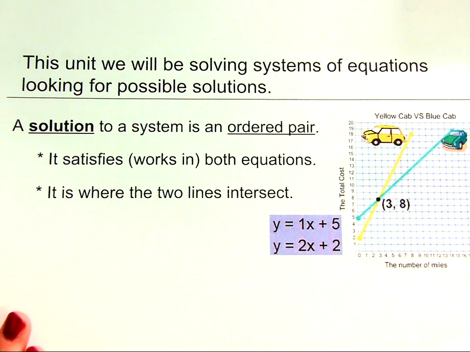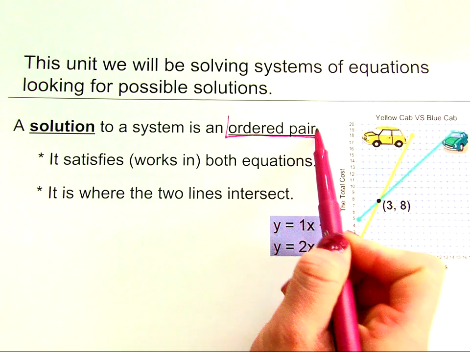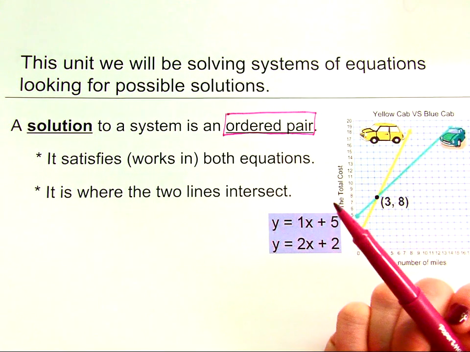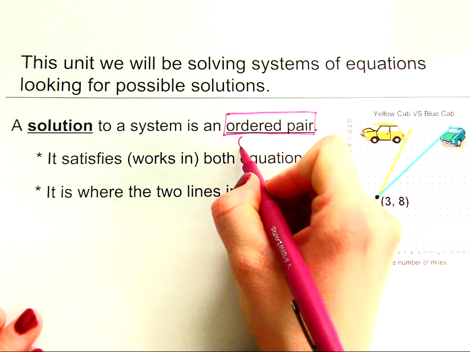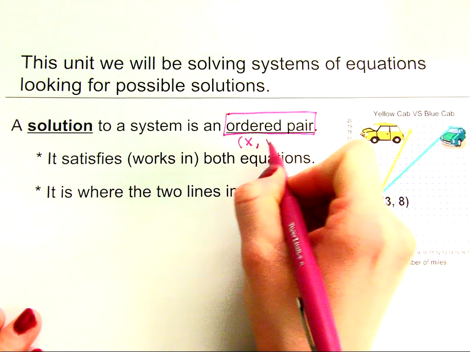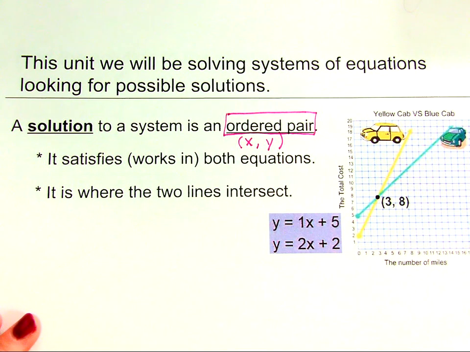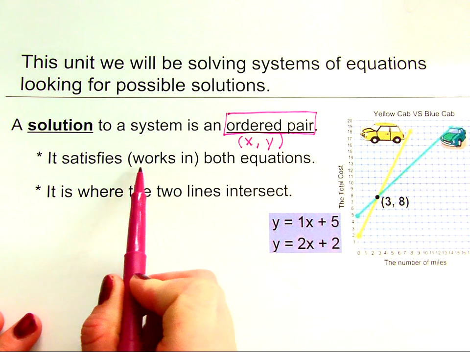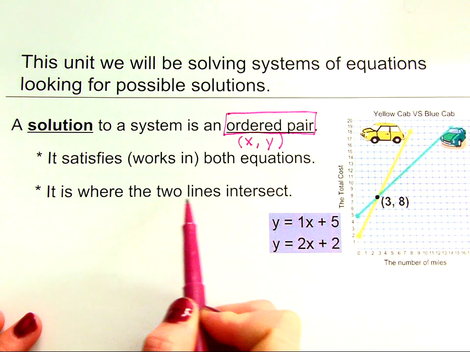So what is a solution to a system? A solution to a system is an ordered pair. When we've been solving just one equation in the past, it's been like x equals 5 or y equals 2. Now we actually have two parts. You have an ordered pair, an x solution and a y coordinate solution. For it to be a solution to a system, it must satisfy both equations, meaning it works in both equations, and it's where the two lines intersect.